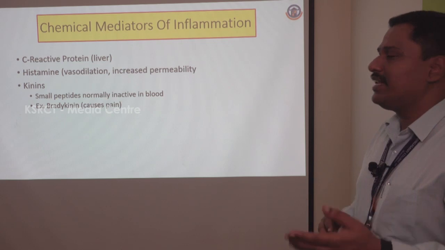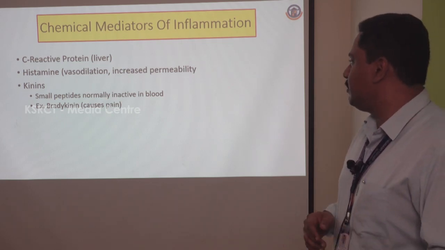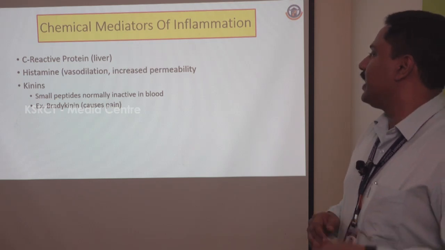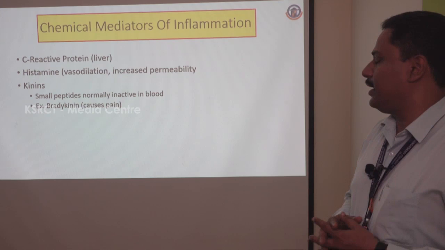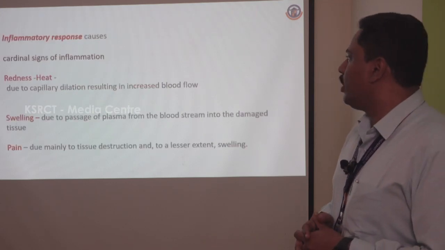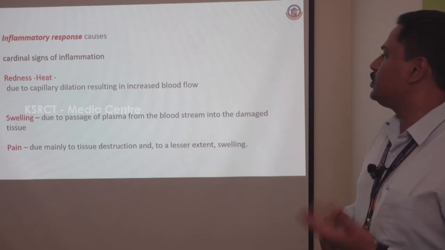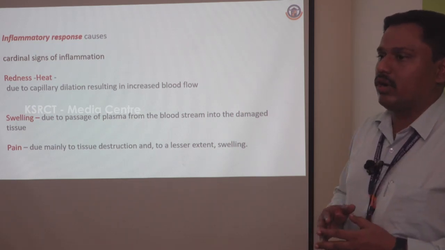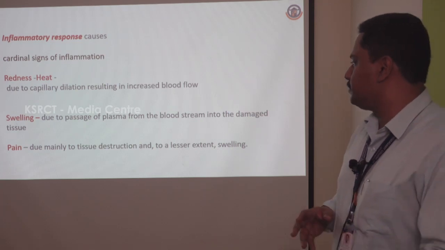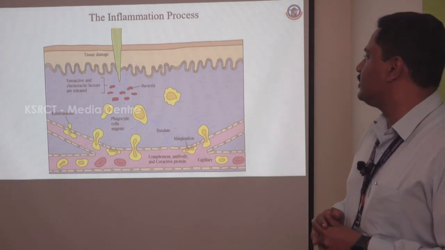Some other chemical substances that are present are C-reactive protein produced in the liver, histamine that causes vasodilation, and kinins, small peptides normally inactive in blood, for example bradykinin that causes pain. The inflammatory responses we can see are redness, heat, and swelling. Whenever there is inflammation, we have erythema and edema, that is, pain and swelling. This is the inflammatory process.